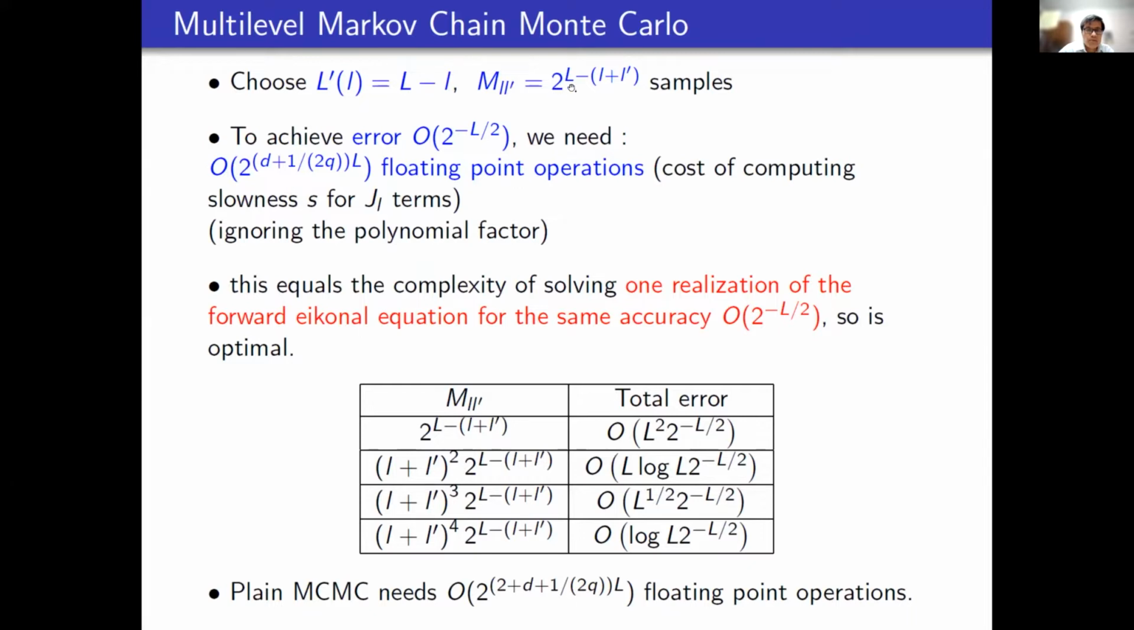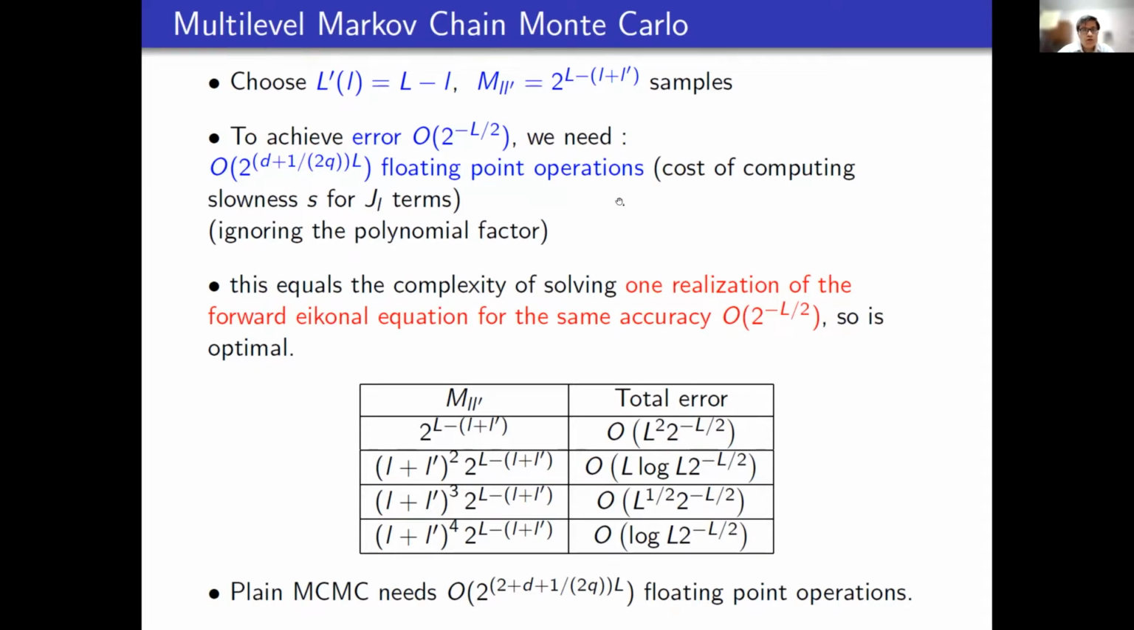To choose the big L minus the sum of the little L plus little L prime. And we can show that in order to get the accuracy level, big O 2 to the minus L by 2. So there is also the polynomial term here, which I don't have here. Oh, yeah, here.